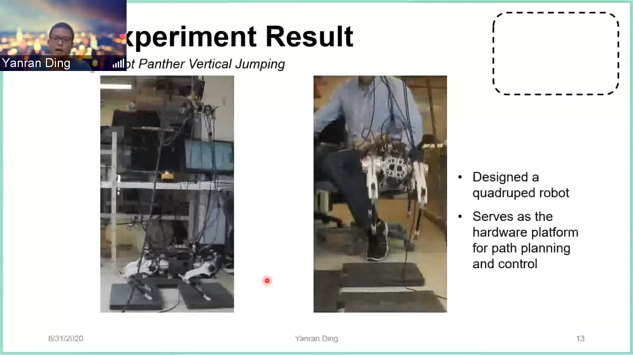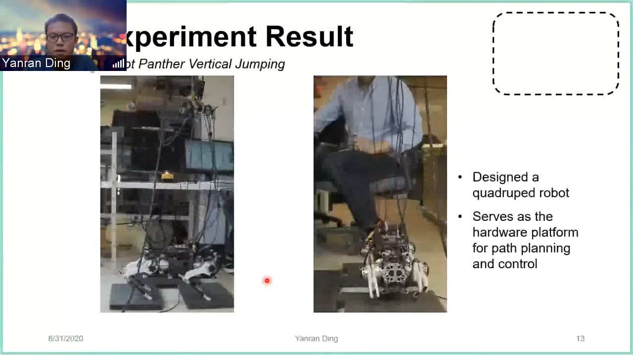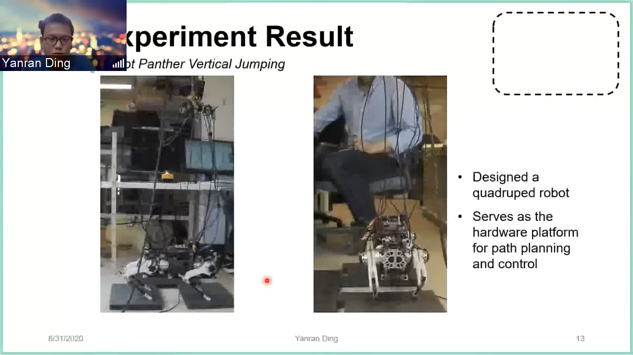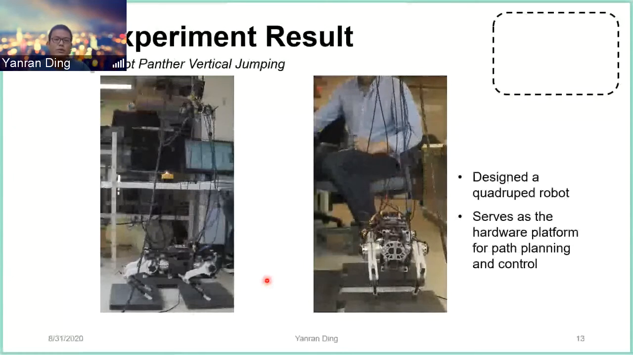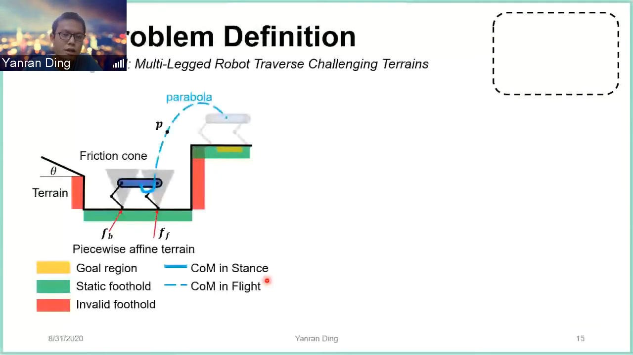So once we have this quadruped robot, we can use it as the hardware platform for further research on path planning and control. Now I'm going to shift gears to talk about kinodynamic motion planning. The goal here is to generate dynamic motions for multi-legged robots to traverse very challenging terrain. Here we use a planar 2D robot with 2 legs, and we assume the robot traverses the terrain using jumping motions, which consist of a stance phase as well as an aerial phase.